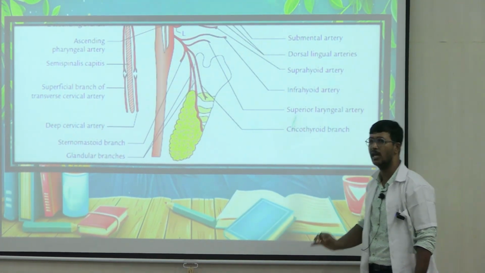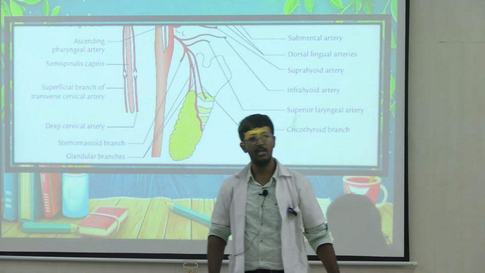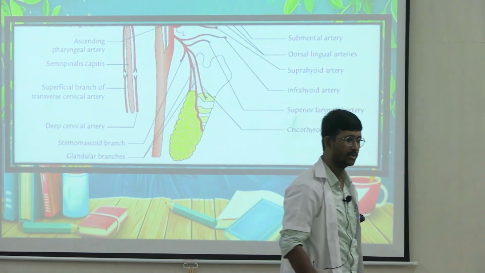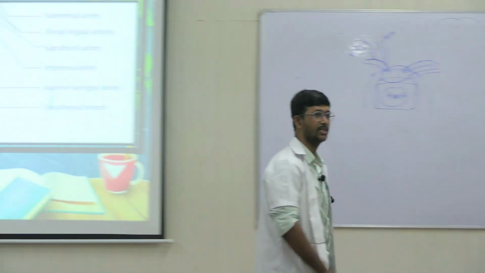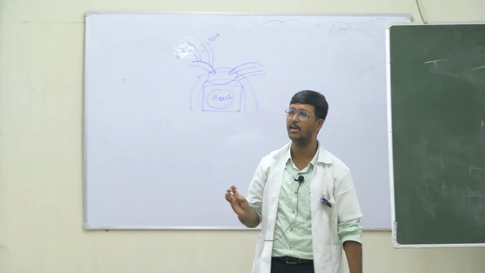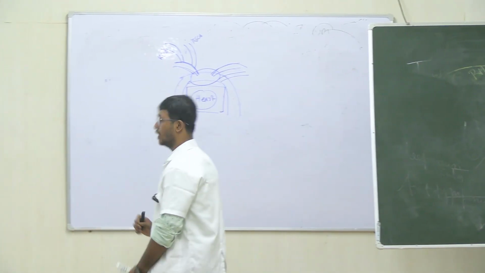This will not be that much asked in your theory papers. Some of the vivas may ask it, but not for theory purposes. This is not that much important. Just try to remember the external carotid artery and its major branches.